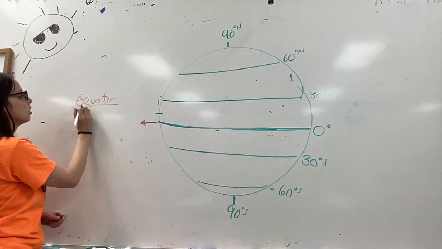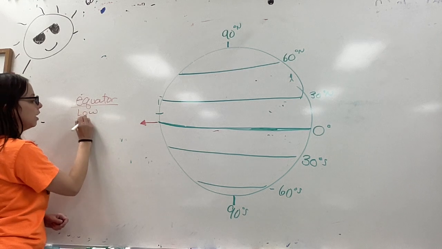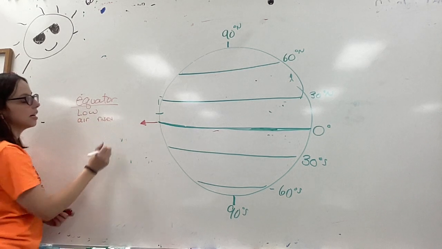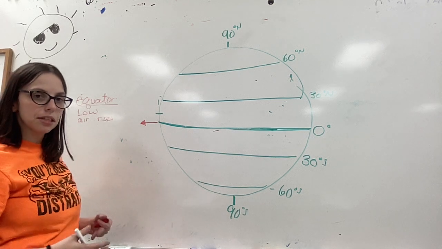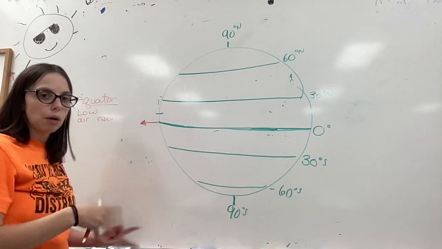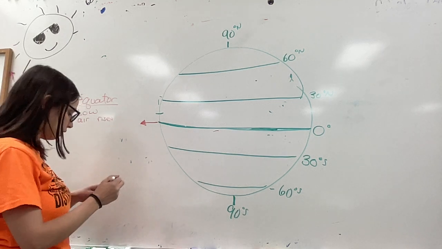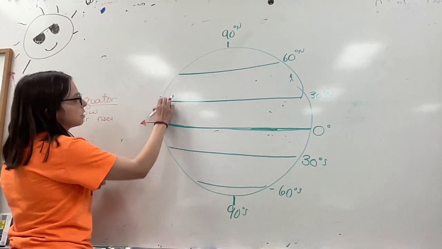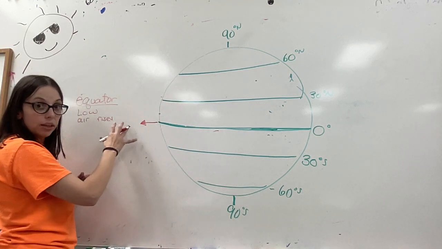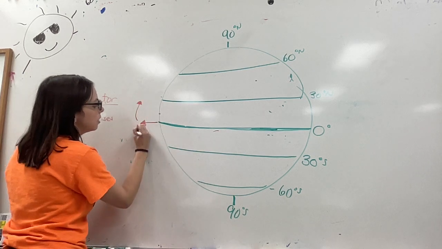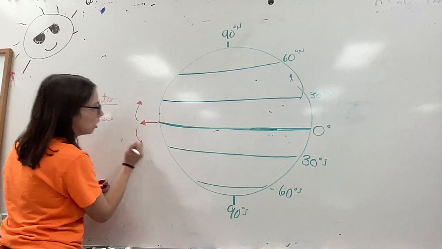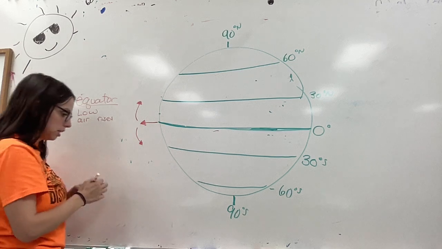Equator, low, air rises. And that makes sense. At the equator, we have a lot of precipitation because that air is rising, cooling, and condensing. Okay? So that air is going to move away after it's risen, cooled, and condensed. All right, it's going to flow this way.